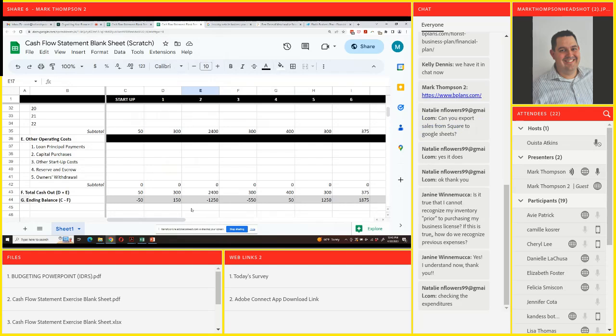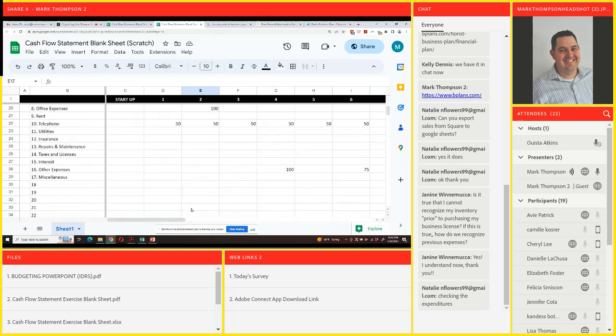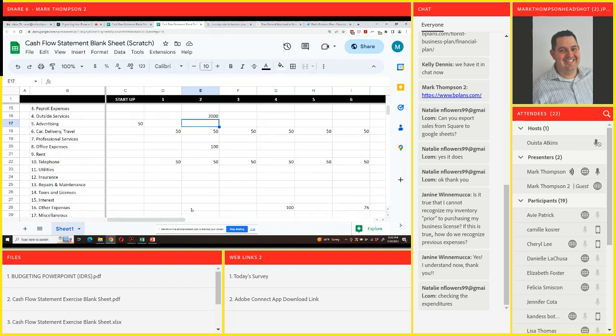Checking the expenditures. Okay, Natalie, great. So one of the things I might want to do: in this situation, I spent $2,000 on an attorney, right? If I didn't need to have the attorney right now, not spending the money, that's a real simple thing. So checking your expenditures, that's definitely one thing. Anything else?